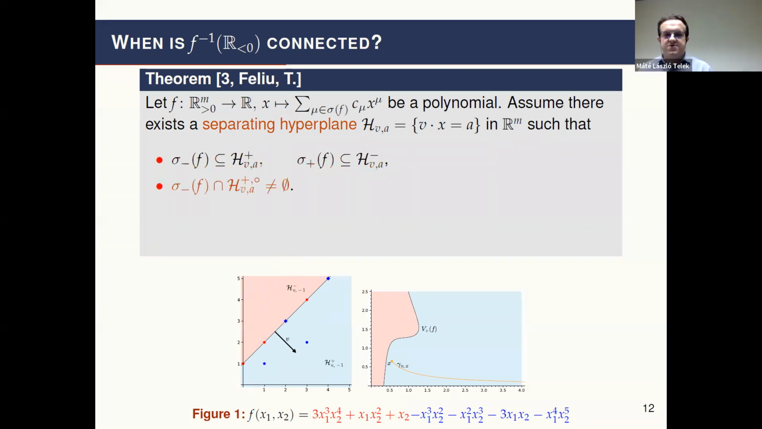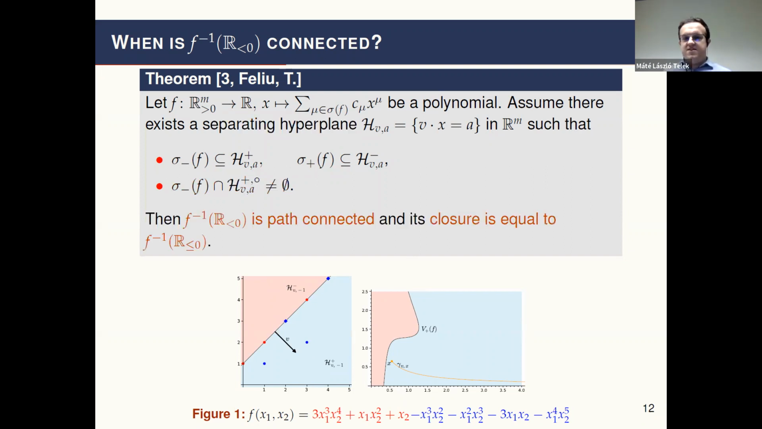And additionally, I also want that there exists at least one negative exponent vector which is not on this hyperplane. And whenever this is satisfied, then the preimage of the negative line is path connected, and this closure property is also satisfied. So these are exactly the two things that we need for the criterion of connectivity of the parameter region of multistationarity. And to check whether such a separating hyperplane exists or not, you just have to solve a linear program. So it works quite well for networks of moderate size.